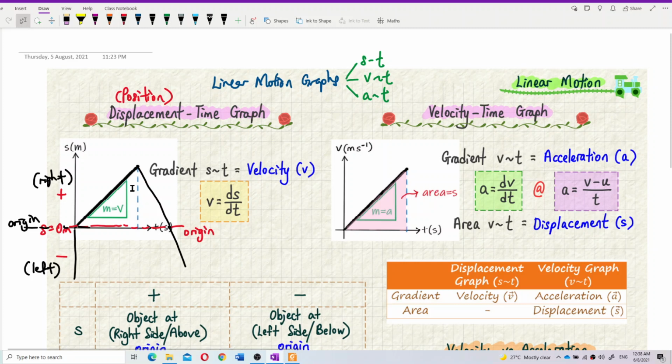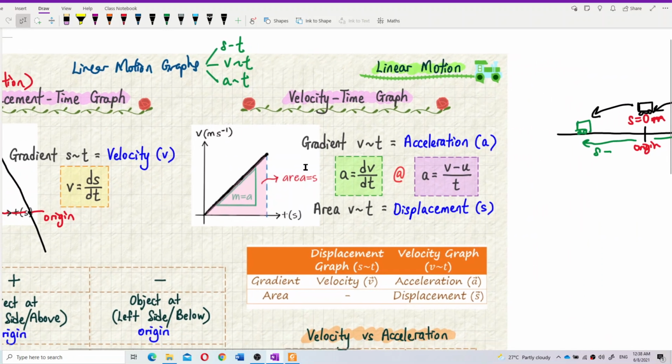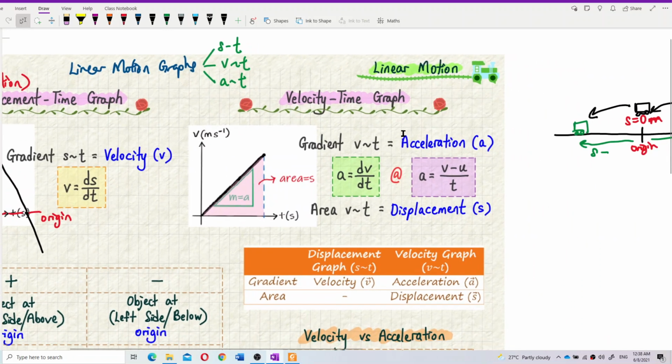Now, how about the gradient of the graph? The gradient of the displacement time graph is actually velocity, because v is ds over dt. ds/dt means gradient. Yeah, gradient of displacement time graph is velocity.